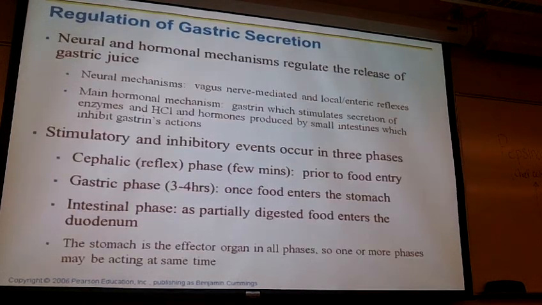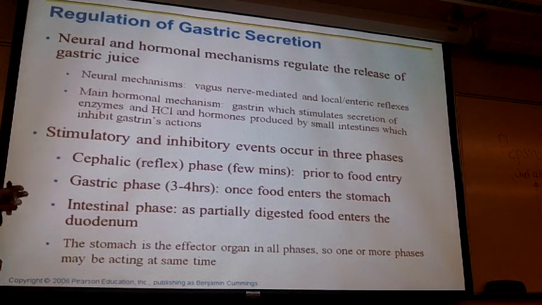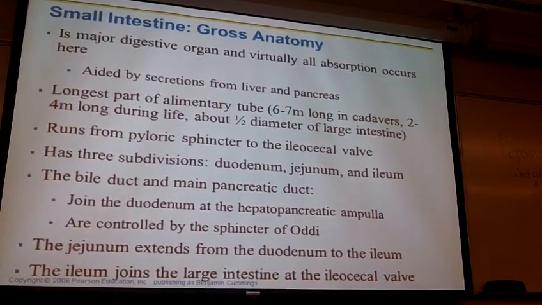On Thursday, we're going to talk about how do these cells of the gastric glands, how do they know to release pepsinogen, HCl? How do they know to release gastrin? What does gastrin do as a hormone? So that's where we're going to pick up, and then we'll go into the small intestine.